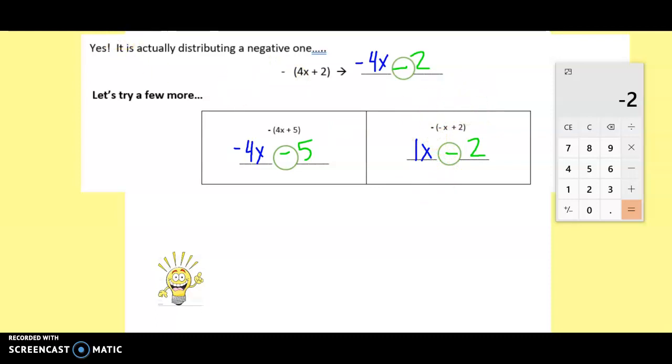And here's what I want you to focus in on. 4x plus 2, negative 4x minus 2. Okay, take a look at this one. 4x plus 5, negative 4x minus 5. Negative x plus 2, x minus 2. So hopefully you can see the pattern. If you did not, take a look at these bottom ones in the box here. We have a positive 4 goes to negative, positive 5, negative 5. They're flipping signs, right? Negative x, positive 2, negative 2.